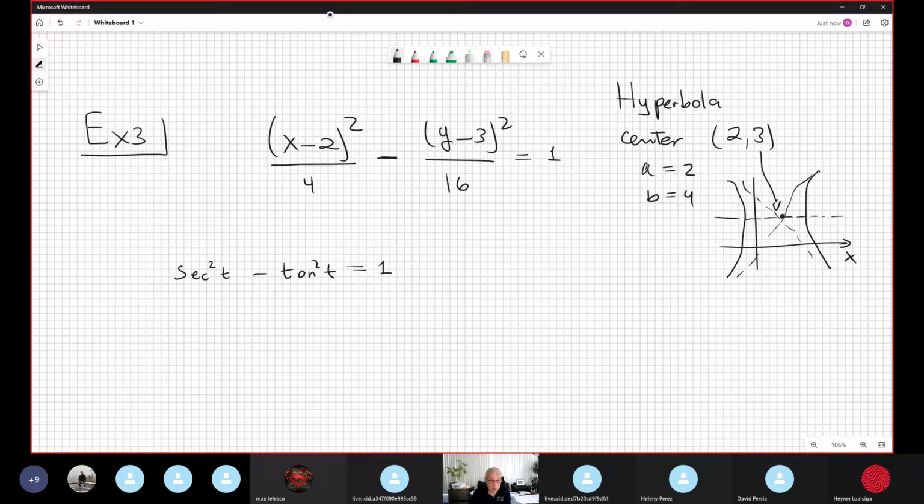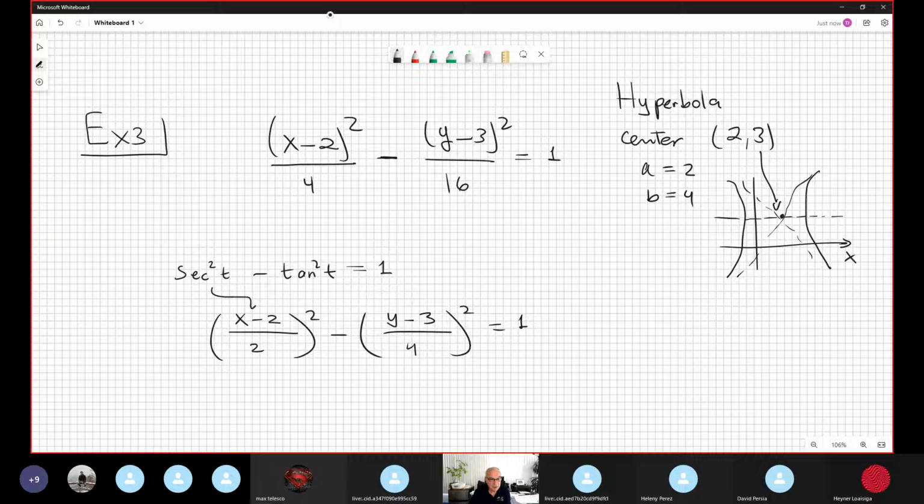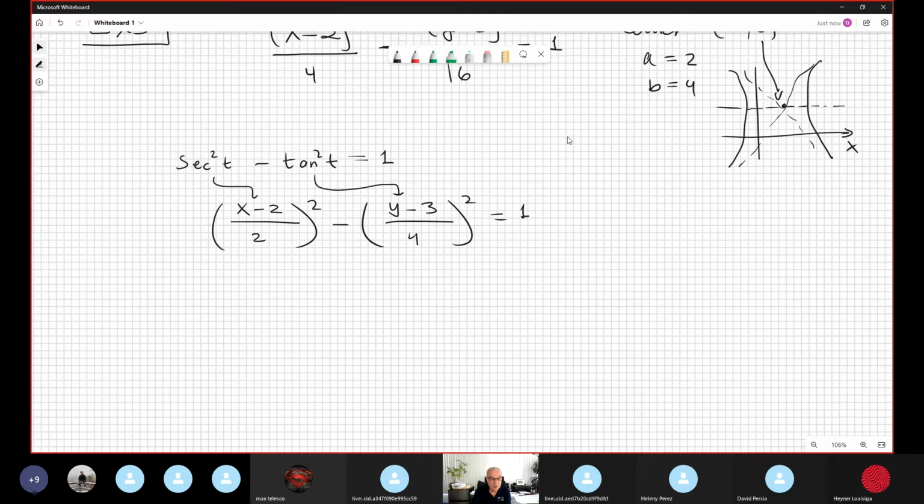Entonces nada, ahí declaré que (x minus 2) divided by 2 squared, minus (y minus 3) divided by 4 squared, equal 1. And you declare que this is secant, and you declare que this is tangent. Entonces, our parametric equation is (x minus 2) divided by 2 is equal to secant t. And likewise, (y minus 3) over 4 is tangent.